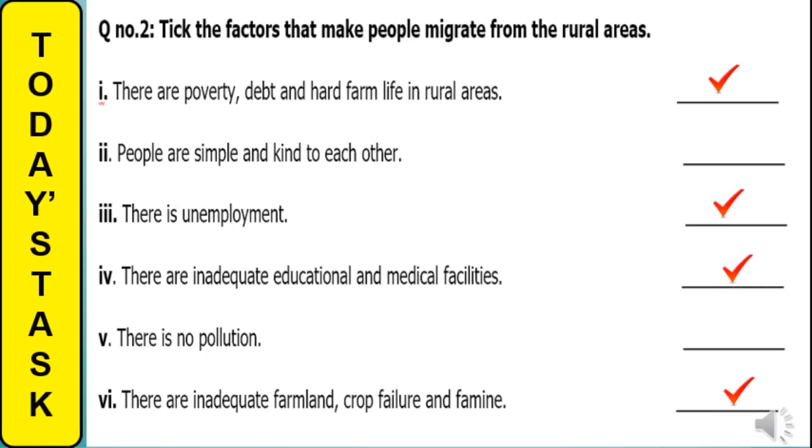Last but not the least, there are inadequate farmland and crop failure and famine. This is also one of the factors, so we will also tick that. I hope that this is also clear.